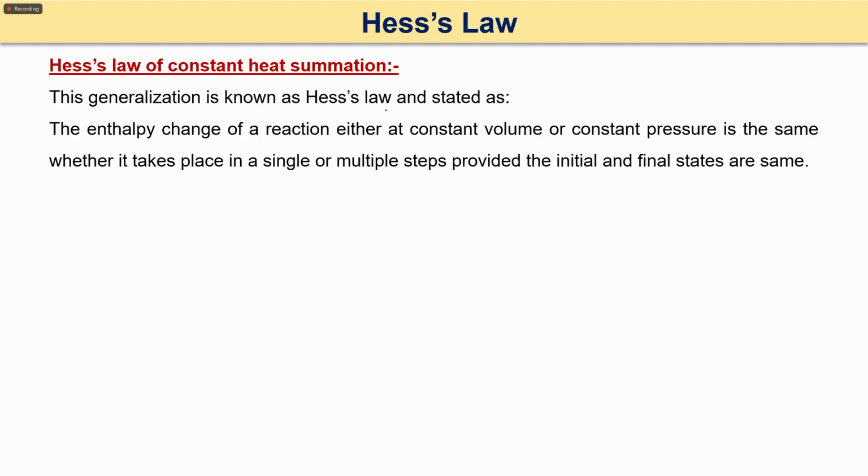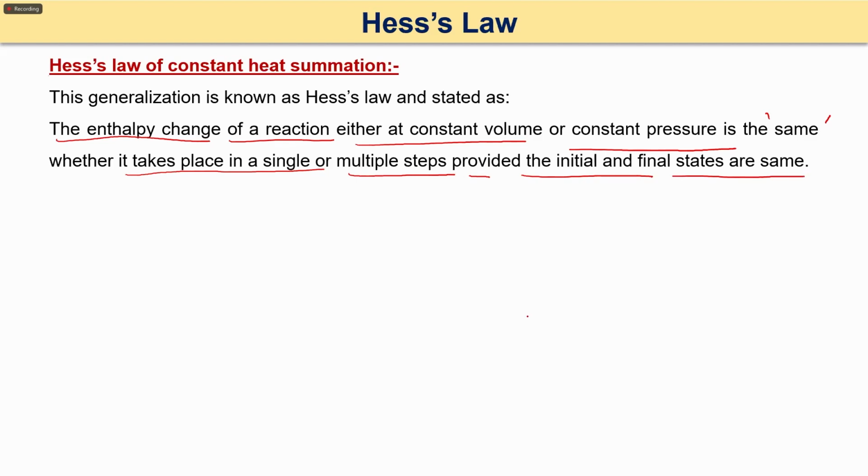This generalization is known as Hess's law and is stated as: the enthalpy change of a reaction, either at constant volume or at constant pressure, is the same whether it takes place in a single step or in multiple steps, provided that the initial and final states are the same. So what does Hess's law say?